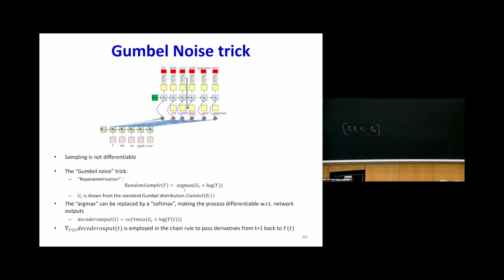I'm trying to draw a sample from it. So most of us, if not all of us, know how to write code to draw a sample from this, right? But that process is not differentiable. So it turns out there's something called a Gumbel distribution. A Gumbel distribution, I'm just going to call it G, generates values between 0 and 1.